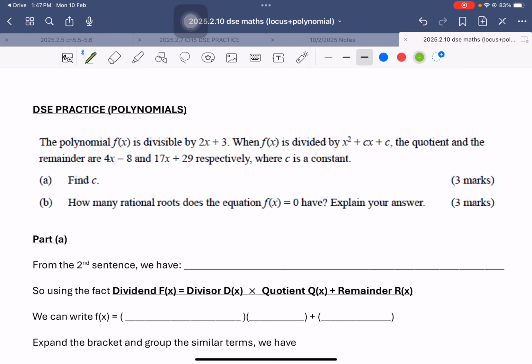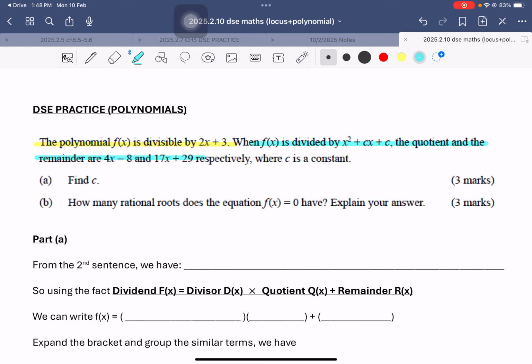So let's read it sentence by sentence. What did the first sentence tell you? The first sentence says the polynomial f(x) is divisible by 2x plus 3. Then the second sentence says when f(x) is divided by the whole thing, the quotient and the remainder are 4x minus 8 and 17x plus 29. Then they ask you to find the c.